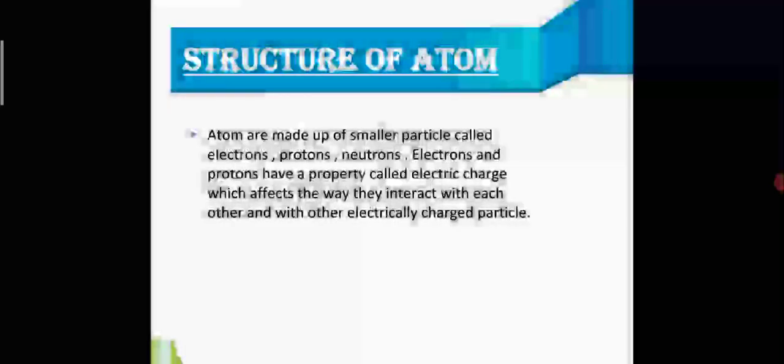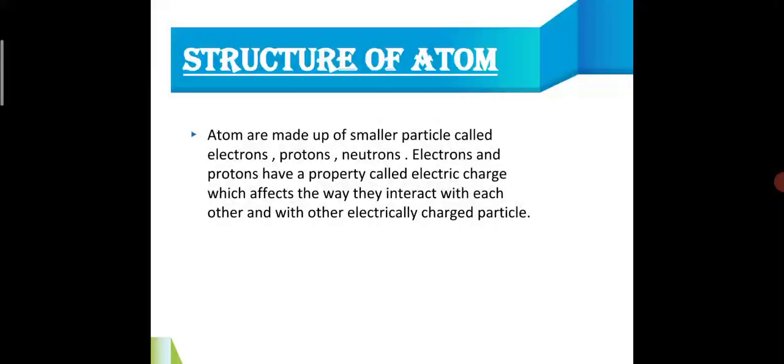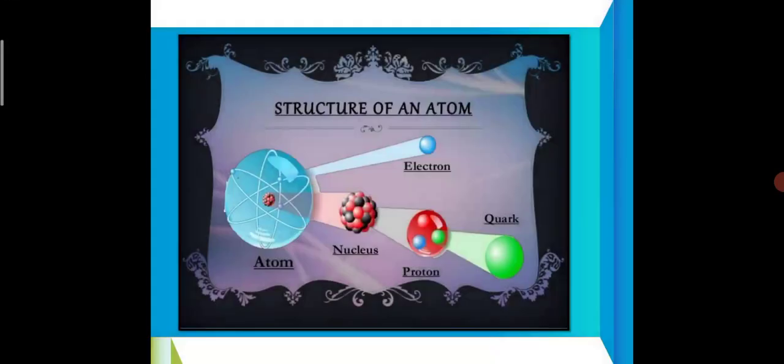Now, structure of atom. Atoms are made up of smaller particles called electrons, protons and neutrons. Electrons and protons have a property called electric charge, which affects the way they interact with each other and with other electrically charged particles. These are the structure of an atom: first of all, the atom, nucleus, electron, proton and quark.